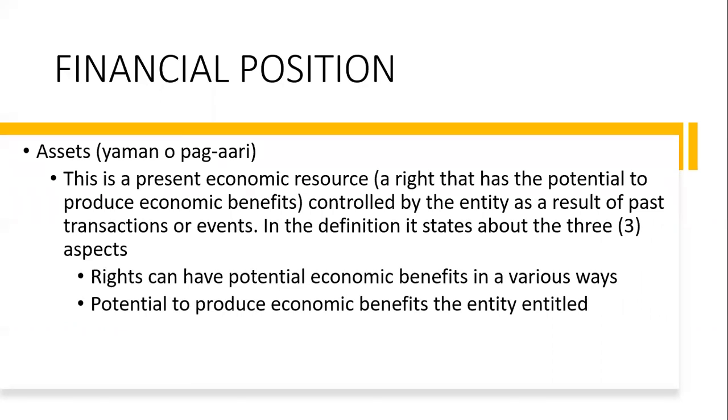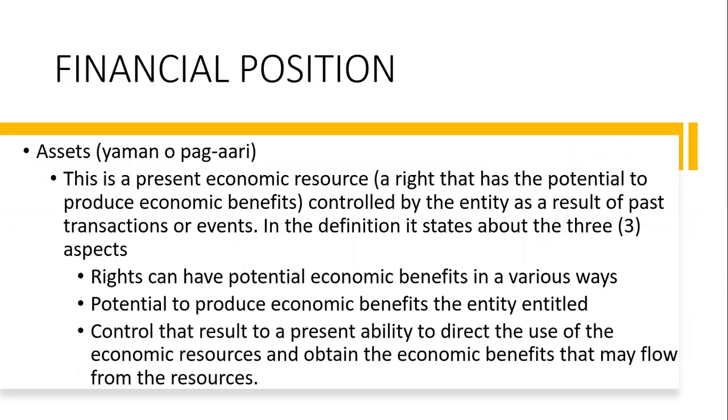So, an asset that can produce another asset. For example, equipment used in the production process. The raw materials are processed using an asset, the equipment, to produce another asset, which is the finished products. And the last one, of course, if that is your asset, your pag-aari, then you have the control. Control that results in a present ability to direct the use of the economic resource and obtain the economic benefits that may flow from the resources.